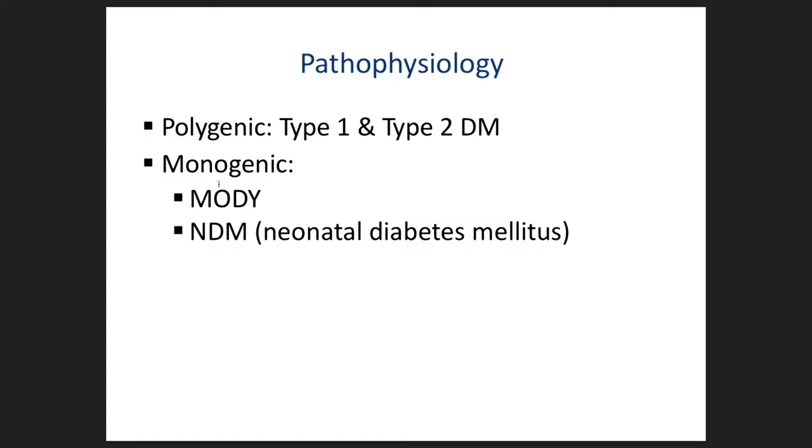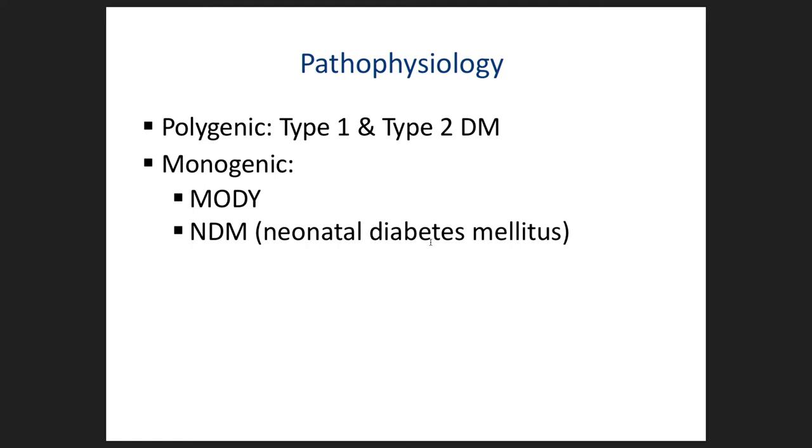While monogenic disease means only pure inherited disease. For example, MODY. MODY doesn't need an environmental triggering factor. MODY is a 100% genetic disease. So only genes, no environmental factors. The same thing for neonatal diabetes mellitus. Neonatal diabetes mellitus has nothing to do with the environment. It is a pure 100% genetic mutation.